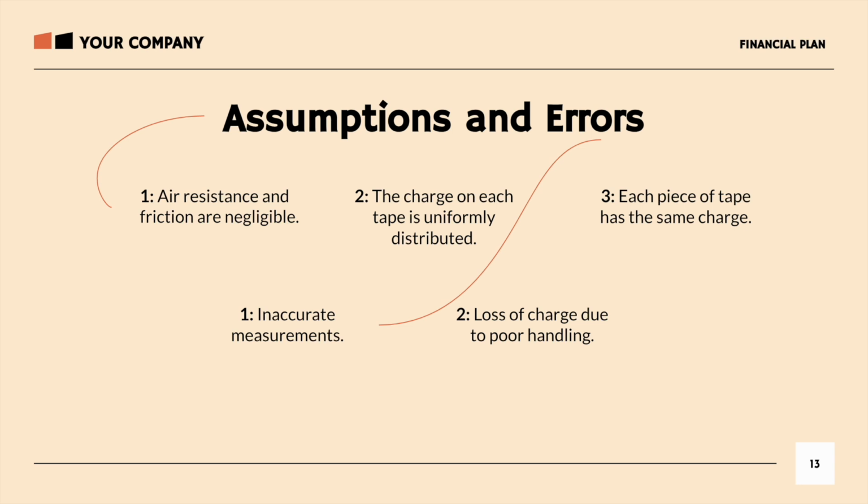Another error that could be a huge loss of data could be loss of charge due to poor handling. Every time we touched the tape in our experiment, we were transferring charges between our hands and the tape, because in nature things want to go to equilibrium. And this was diluting the charge on the tape, right? So it was not initially what we thought it would be, and the experiment results would have changed over time with the same piece of tape.